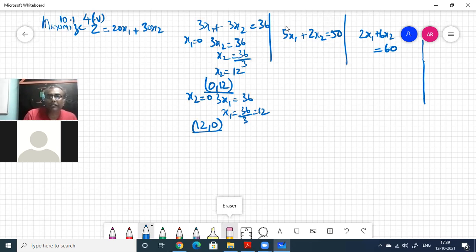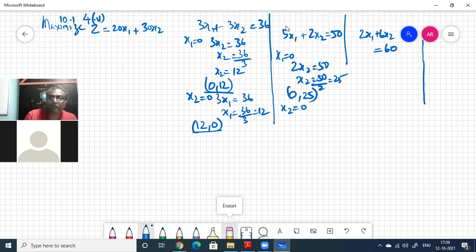Let us do it for the other one. Here, x1 equal to 0. What happens? 2x2 is equal to 50. So x2 is equal to 50 by 2 is equal to 25. So the point is x1 is 0, x2 is 25. Now let us put x2 equal to 0. 2x2 becomes 0. 5x1 is equal to 50. x1 is equal to 50 by 5, that is equal to 10. So this point becomes 10, 0. So you have 0, 25 and 10, 0.